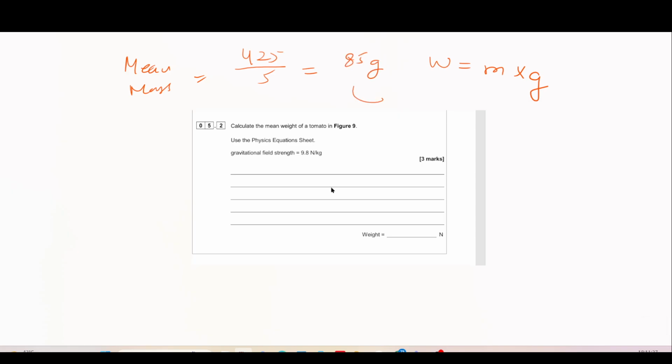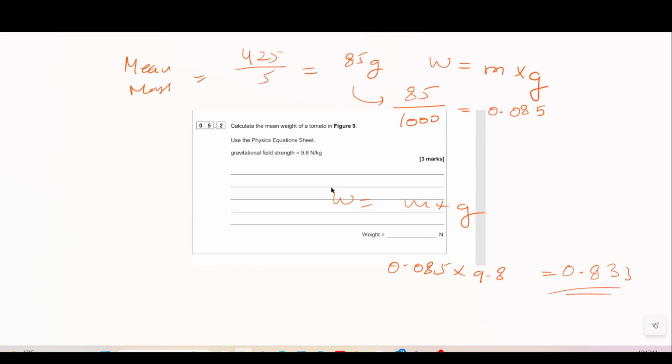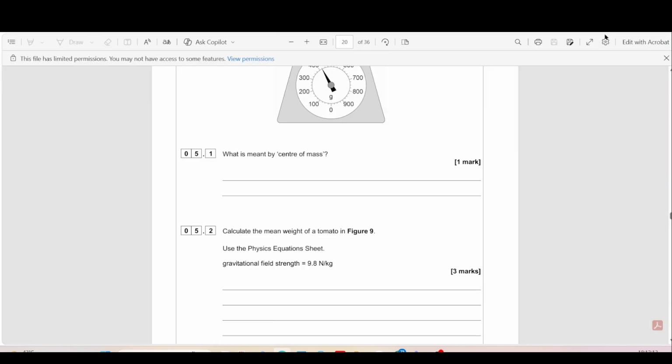So do I convert it into kilograms? Then 85 grams to kilograms is 0.085, right? 0.085 times 9.8 equals 0.833. Yes, absolutely correct. 0.833.